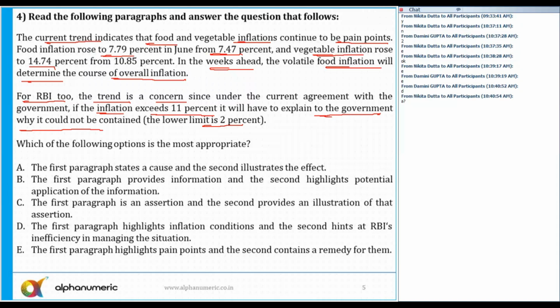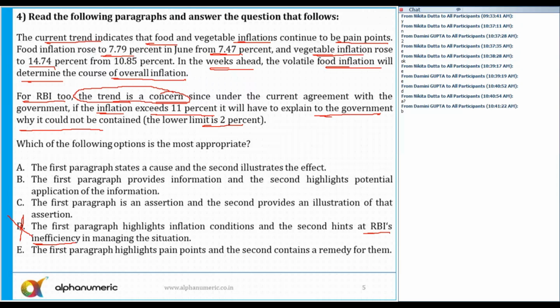Number D, you are saying the first paragraph highlights inflation conditions and the second hints at RBI's inefficiency. As of now, RBI is not inefficient because inflation has not exceeded 11%. Overall inflation has not exceeded 11%, so D is not right. It is a concern, because the trend could push inflation above 11%, but as of now it has not exceeded 11%. So we can't say that RBI is inefficient.